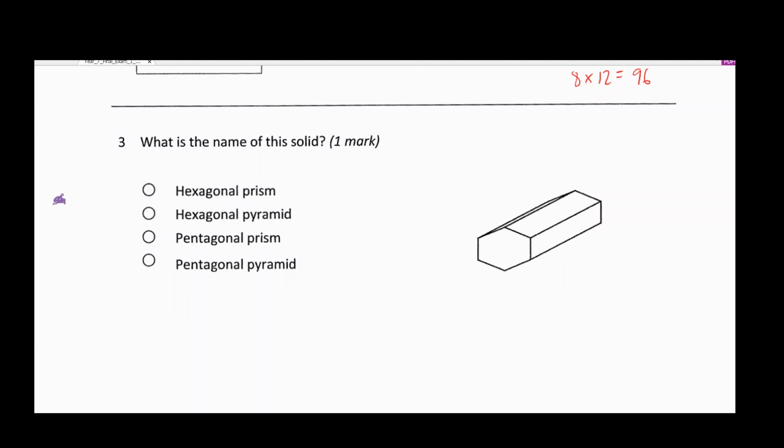Number 3. What is the name of this solid? And we look, it has 1, 2, 3, 4, 5, 6. It has 6 edges. So these are called edges. And because it has 6, it's called a hexagonal prism, because hex means 6. And the other option is pent. Pent means 5.